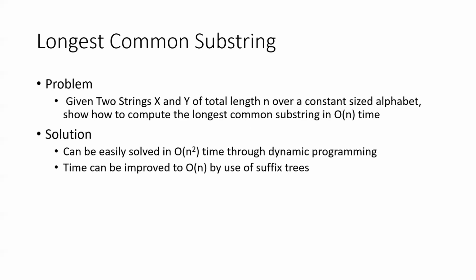problem, right? Okay, so the longest common substring problem says that, given two strings x and y of total length n, over some constant size alphabet, how do we compute the longest common substring between these two strings in linear time? Solution: we can easily do this in quadratic time using dynamic programming. Again, however, our goal now is linear time. The time can be improved to linear by the use of these suffix trees.